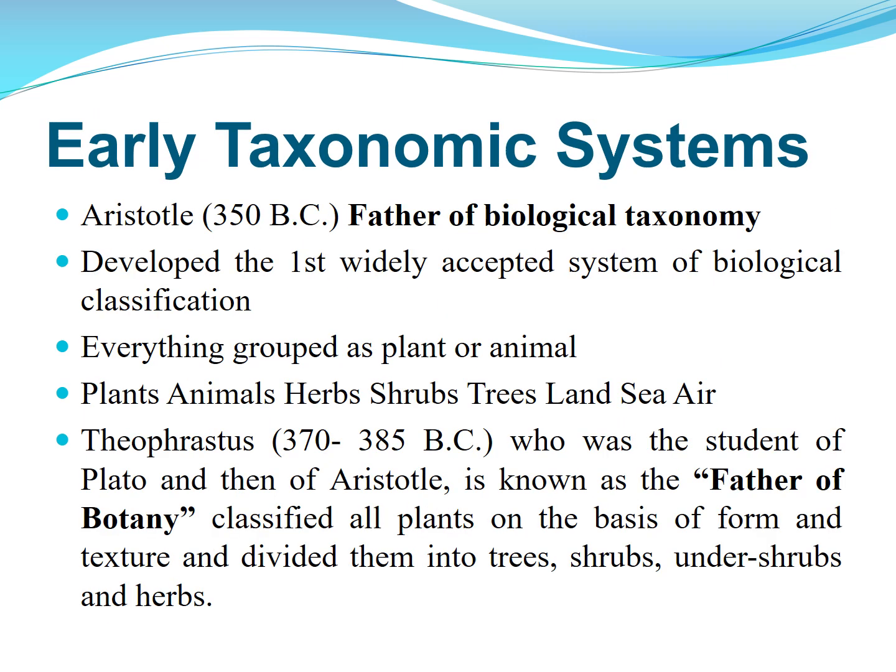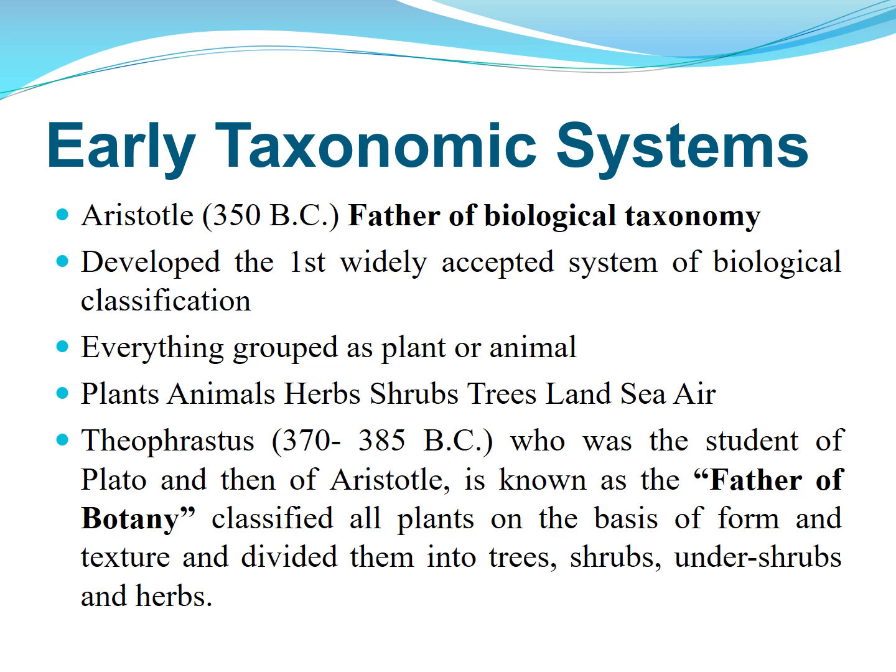Early taxonomic systems: first, Aristotle, in 350 BC, the father of biological taxonomy, developed the first accepted system of biological classification. Everything was grouped as plants or animals: plants, animals, herbs, shrubs, trees, land, sea, air. Aristotle also classified all the plants on the basis of form and texture.